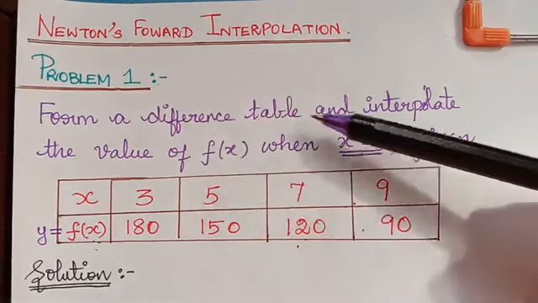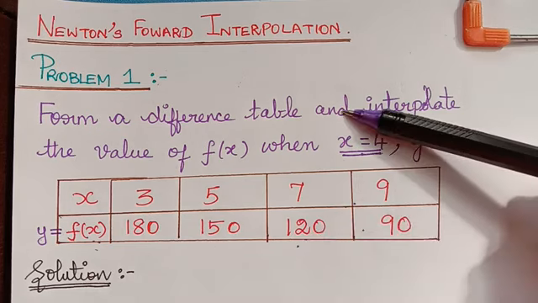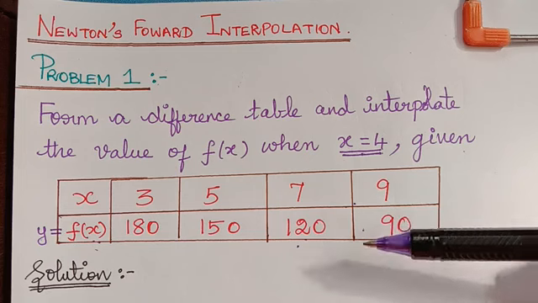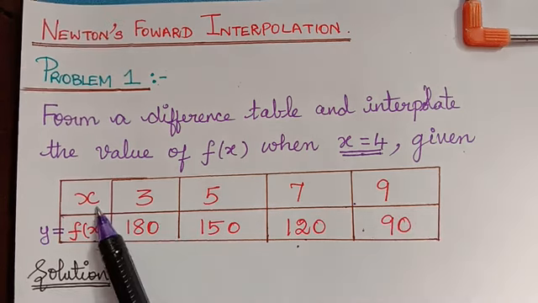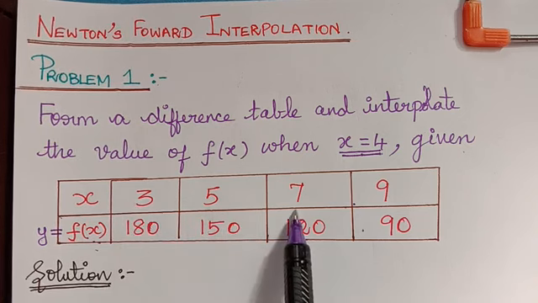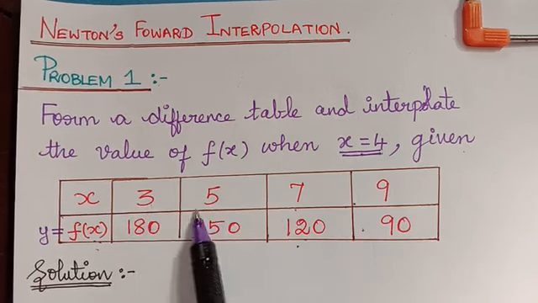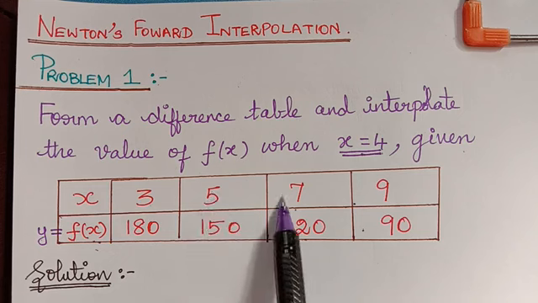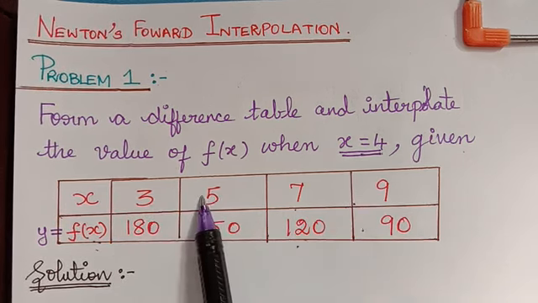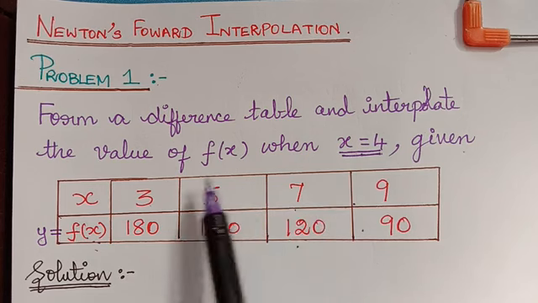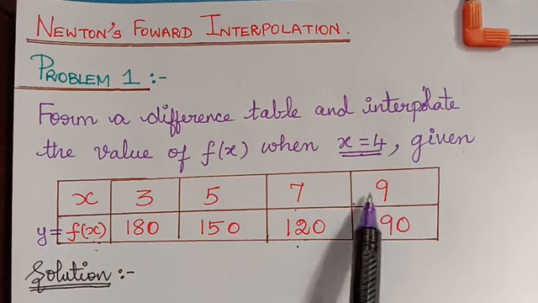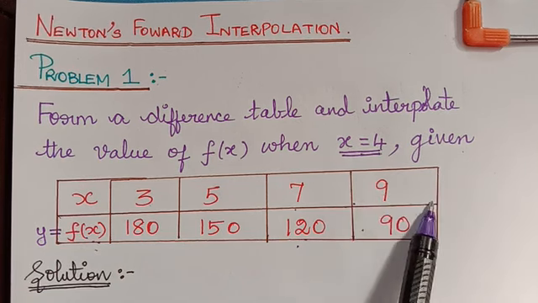But in the examination, when this question is asked, first of all we have to understand what method we have to use. To understand that, we have to check the values of x. If the values of x are placed at equidistant, that is, in equal intervals, then we apply either Newton's forward or backward interpolation formula. If they are placed in unequal intervals, then we apply Lagrange's interpolation formula.